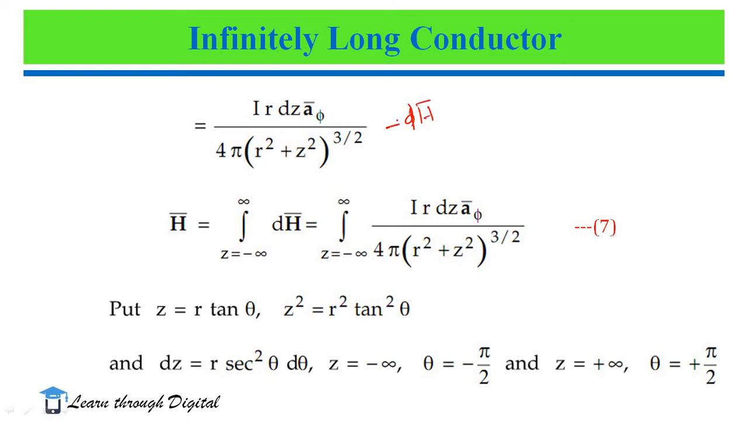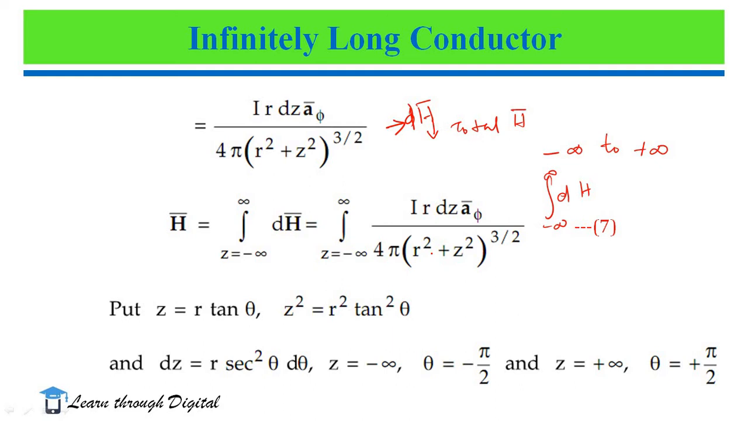This is the differential magnetic field intensity. From this we are going to obtain the total H vector by integrating over the entire length of the conductor. Here the entire length of the conductor is from minus infinity to plus infinity. So therefore dH vector is integrated over minus infinity to plus infinity. So this is equation 7.